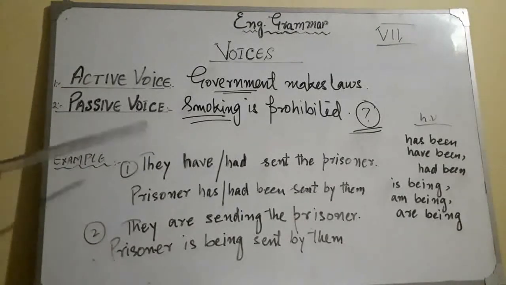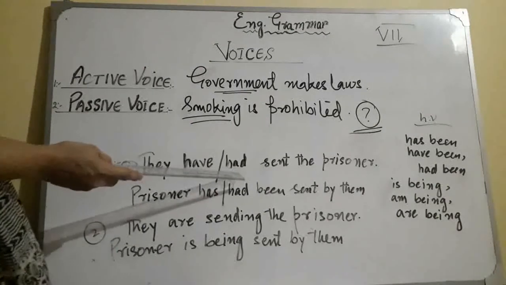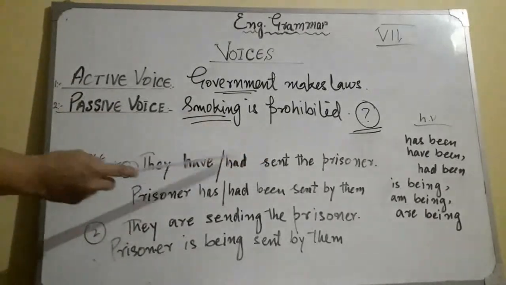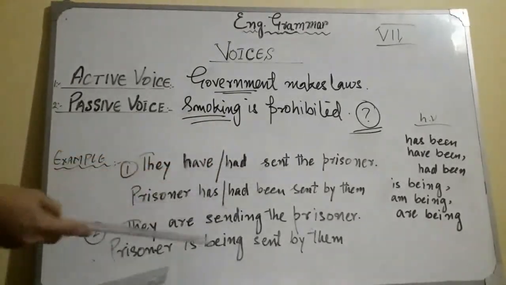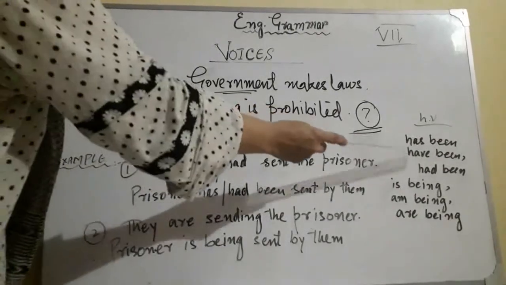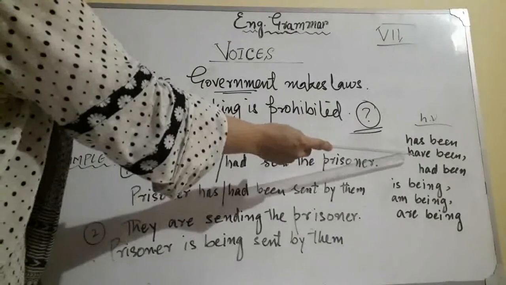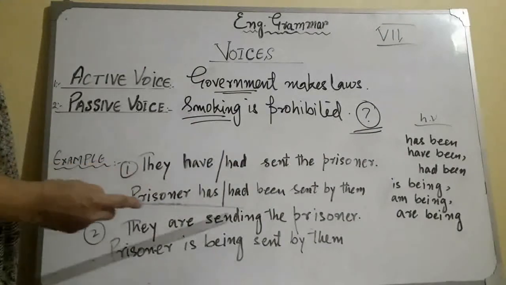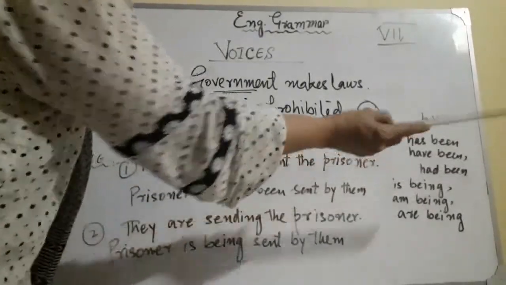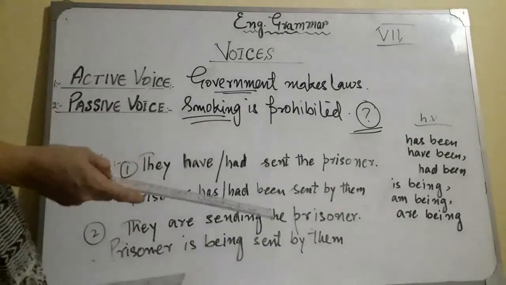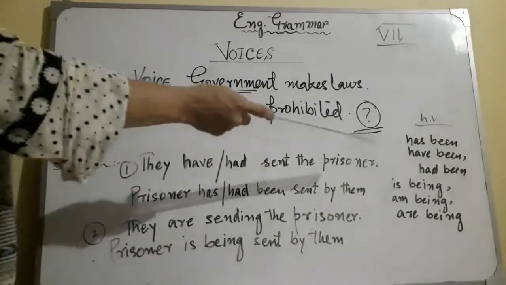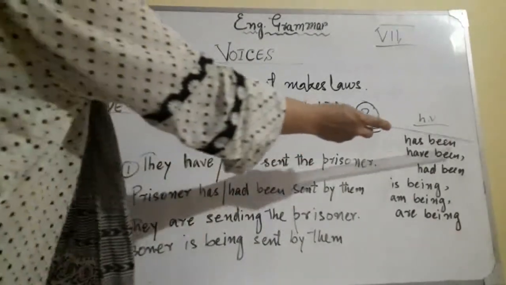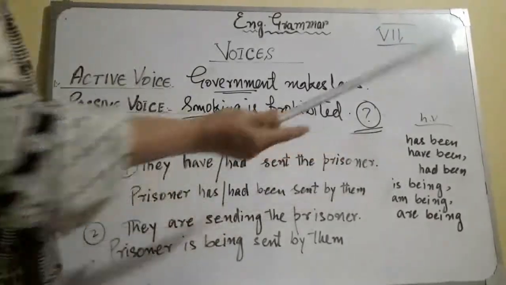Likewise, if the tense is perfect tense, present perfect or past perfect, like they have sent the prisoner or they had sent the prisoner in case of past perfect, how will you change it? Have or has of present perfect tense will convert into have been or has been. In case of past perfect, had will convert into had been. If it is future perfect, then shall have or will have will convert into will have been and shall have been. We add been with the perfect tense main helping verb.